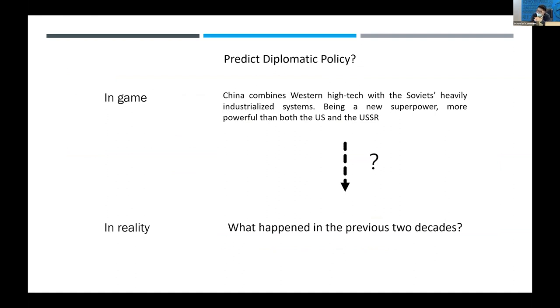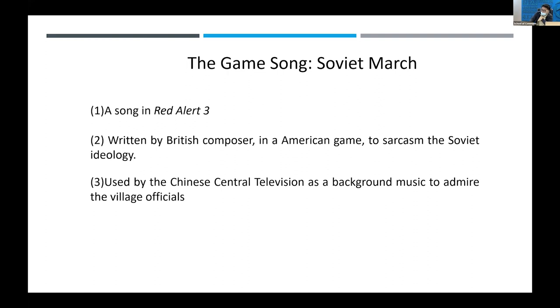So if you still remember, China combined the Western high tech with the Soviet industrialized system. Actually, the system now is not only an industrial system, but also a political system in a way. And being a new superpower, more powerful than both the US and the USSR. So is that what has happened in the previous two decades? I'm not sure about it, but it's an interesting issue.